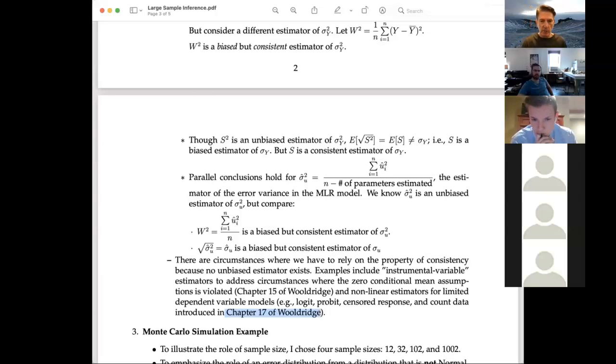Peter, you had a question. Just to rewind real quick, I didn't follow, why is the expected value of root S squared not an unbiased estimator of sigma y? I know you said it, but I didn't follow along.